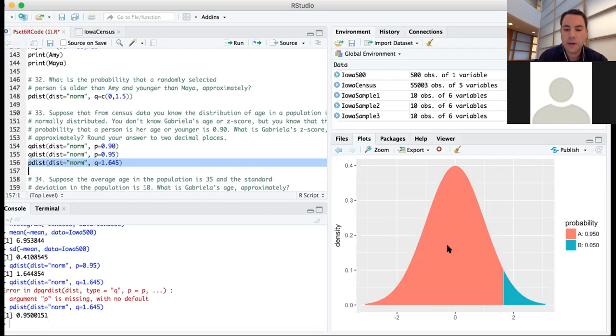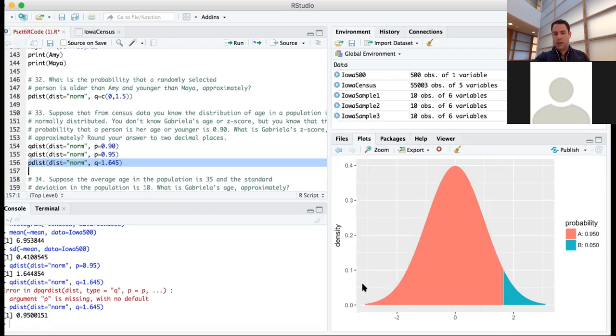So what we see here is for this normal distribution, we're looking at the 95th percentile for a one-tailed z-test. So the critical value for a one-tailed z-distribution will be 1.645. That's the z-score for the 95th percentile.